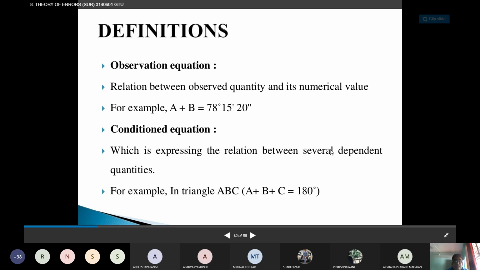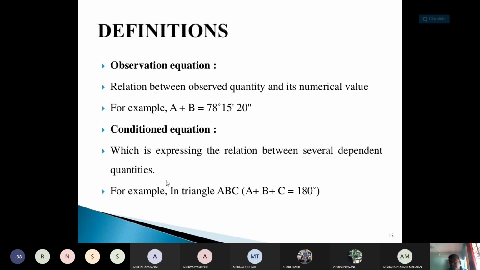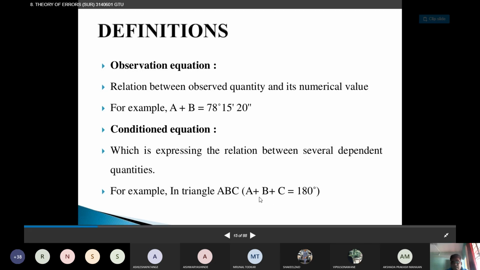For example, in a triangle, the summation of all the angles is equal to 180 degrees. Suppose the triangle has vertices A, B and C, and the corresponding angles are angle A, B and C. The summation of all these three angles in the triangle is equal to 180 degrees. So 180 degrees is the conditioned quantity, the condition.